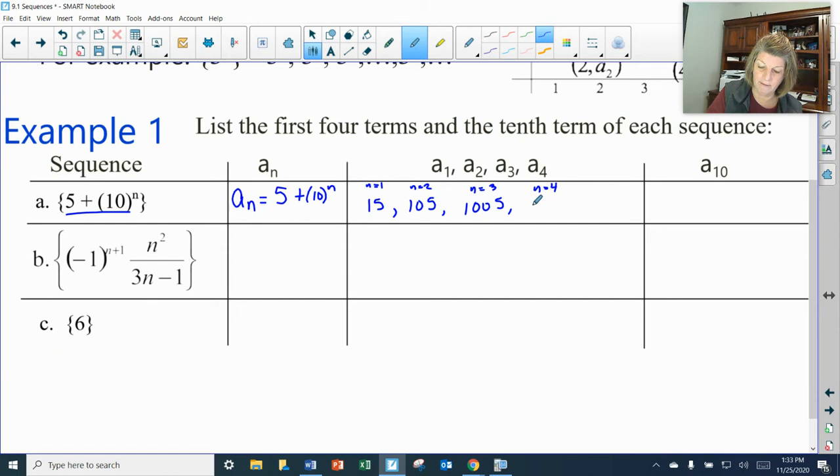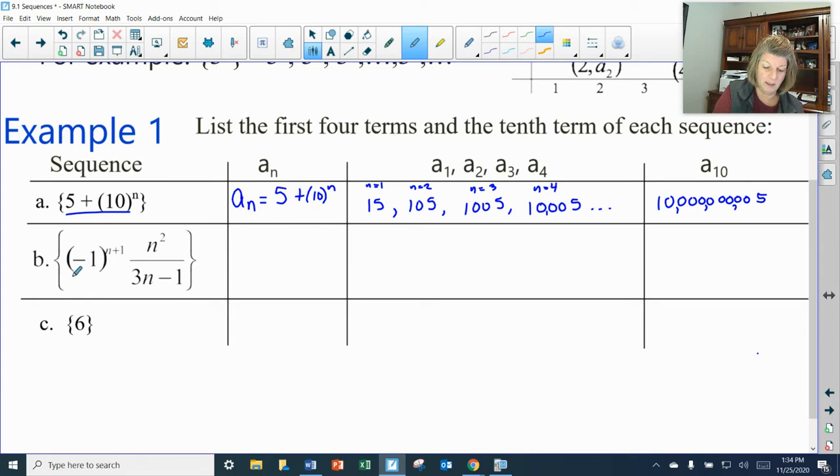I am going to have 1,000, or I'm sorry, 10,005. They want us to get to the 10th term. Okay, so I'm going to have 10 zeros: 1, 1, 2, 3, 4, 5, 6, 7, 8, 9, and then it will be the 5. Put some commas in place. Perfect. List the first 4 terms and the 10th term.